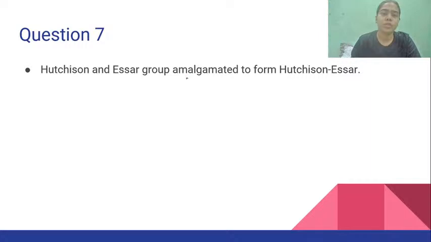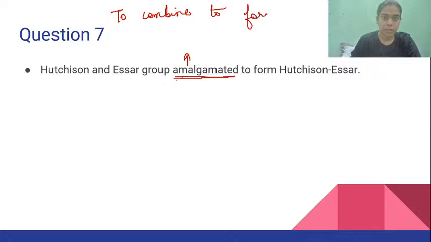Hutchinson and Isar group amalgamated to form Hutchinson Isar. So the next word is amalgamated. After this word I will start the quiz, okay? Join the quiz quickly. Amalgamate means to combine, to form a larger group.